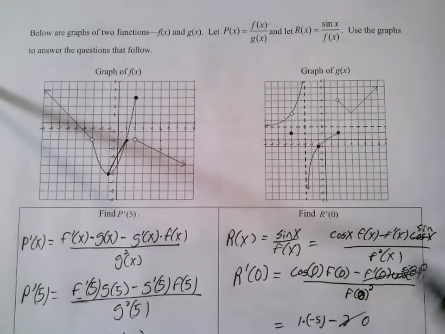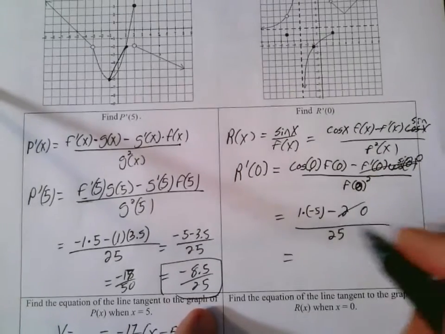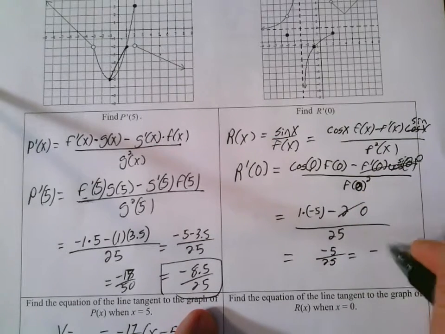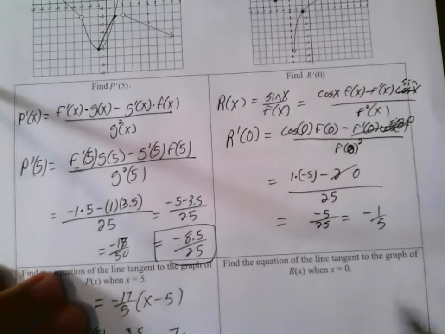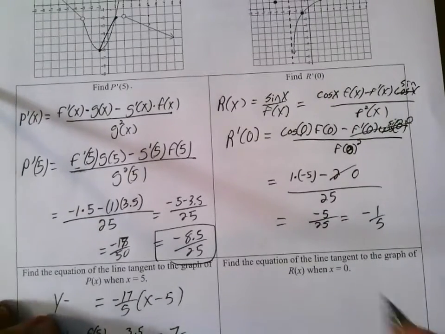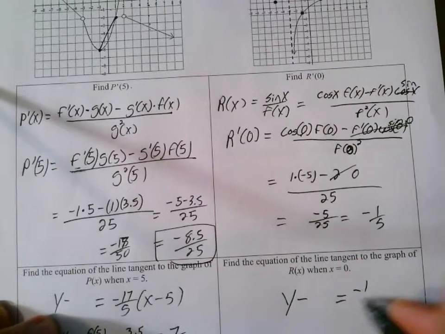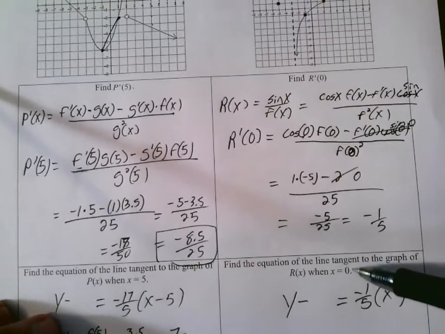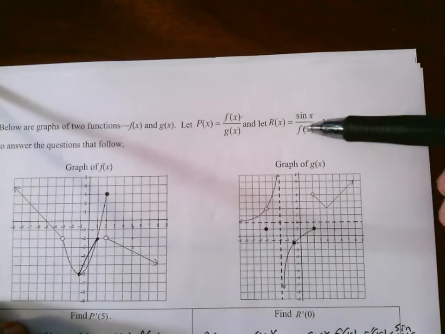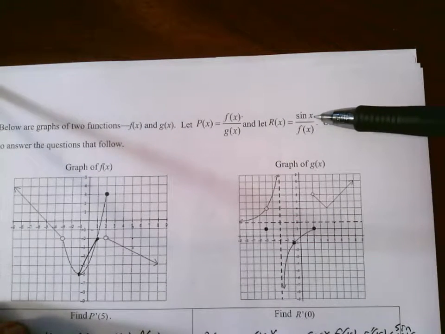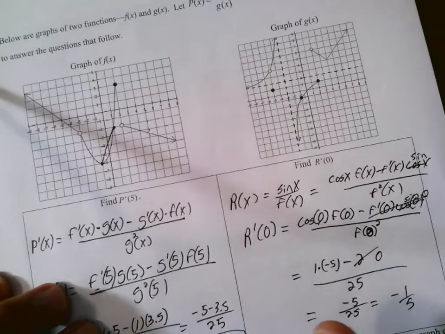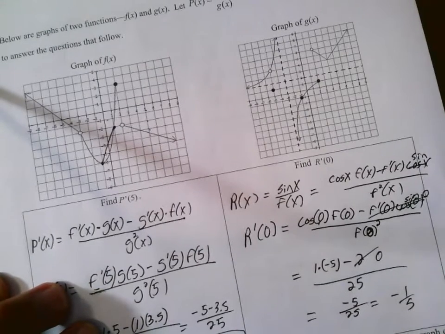F prime of 0 again is 5 squared is 25. That's negative 5 equals negative 1/5. Now it wants to know the equation of the tangent line. Now, when x is 0, r of x is also 0, because sine of 0 is 0. So y equals negative 1/5 x.